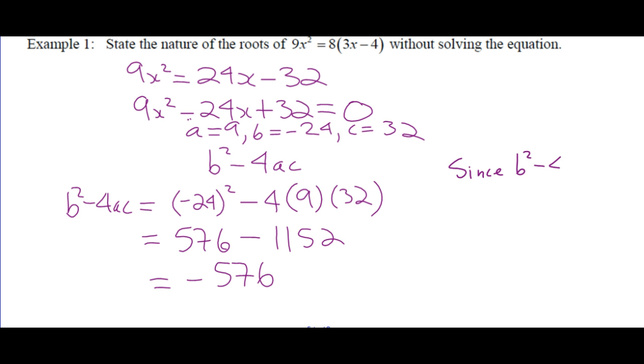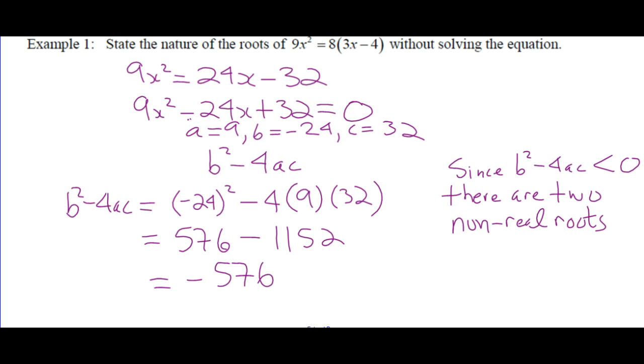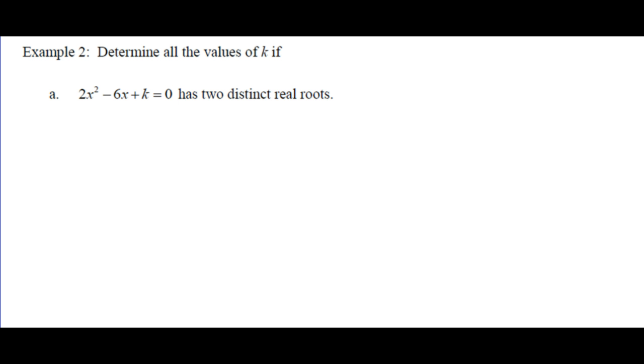What is the nature of the roots? Since b squared minus 4ac is less than 0, there are two non-real roots. Right? So the discriminant just tells us, don't bother trying to solve this, because there is no real solution. Right? It says, hey, you don't have to set up the full formula, because.